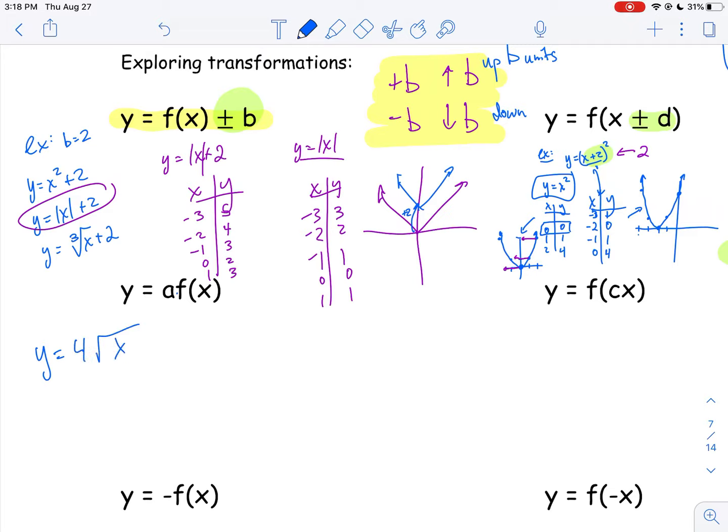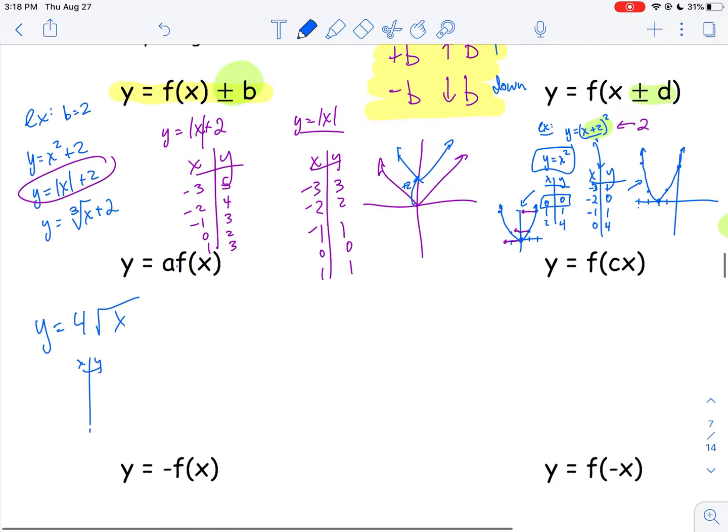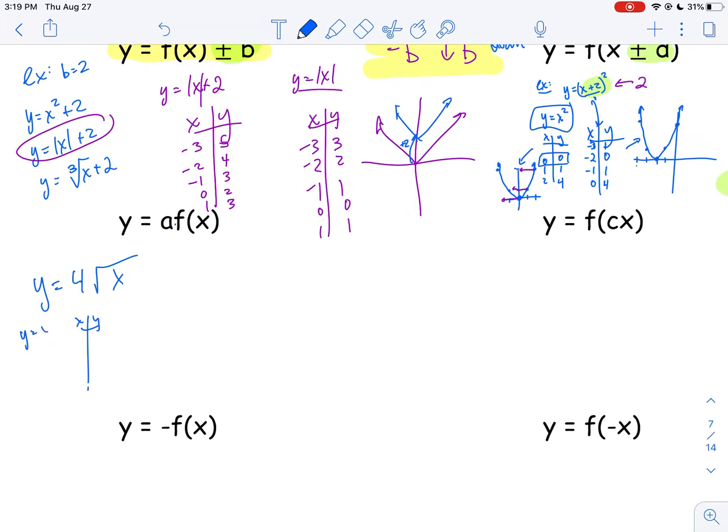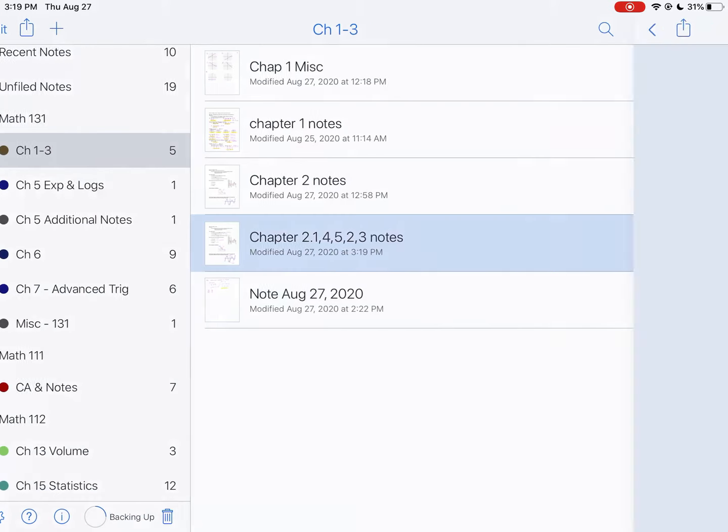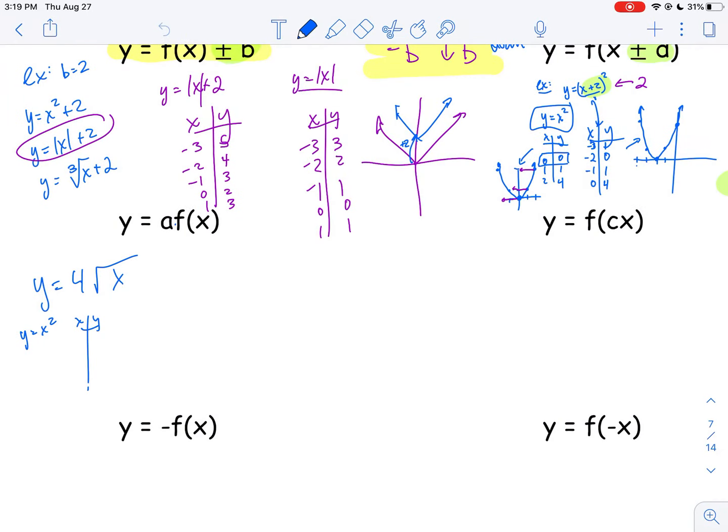Let me make this 4 square root of x. If you think about our xy, our normal square root of x, we can't graph any negative numbers. We would get 0, 1, 2, 3 when we take the square roots. But here, when I multiply it by 4, what's going to happen? I'm still going to have 0. 0 times 4 doesn't change anything, but here it's going to be times 4, times 4, times 4.